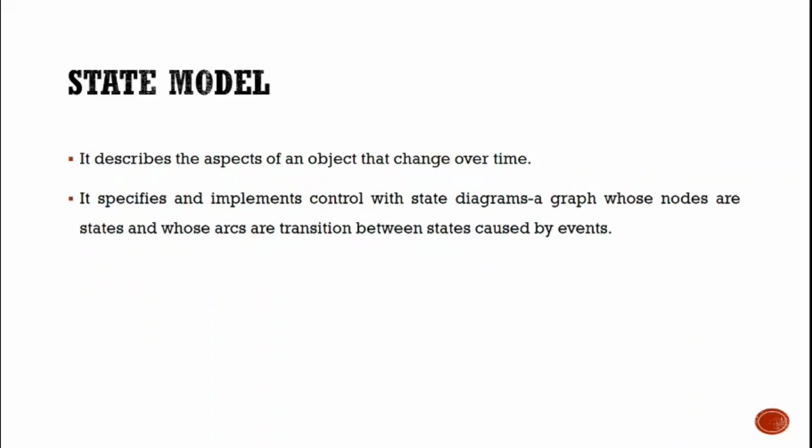State model. It describes the aspects of the object that change over time. As time moves, the objects of the model keep on changing. It specifies and implements control with a state diagram, a graph whose nodes are states and whose arcs are transitions. So the nodes are all states and arcs are all the transitions from one node to the other node.